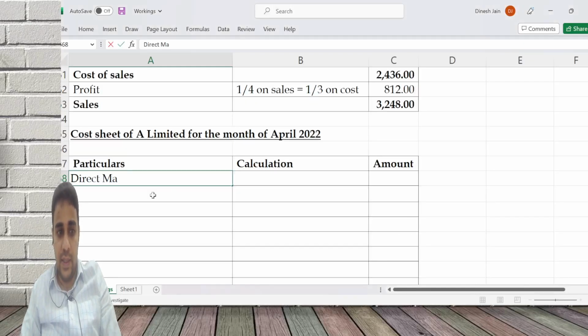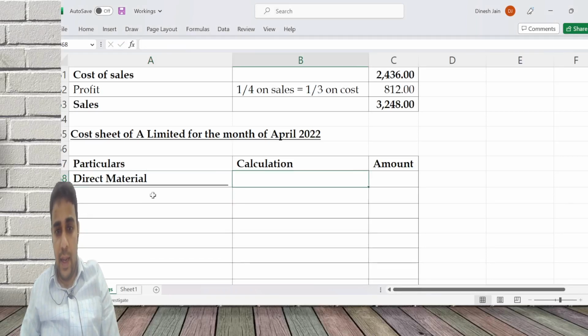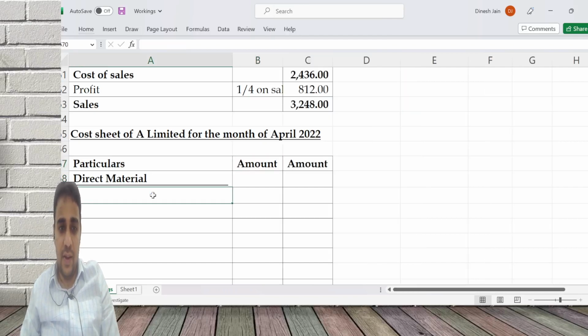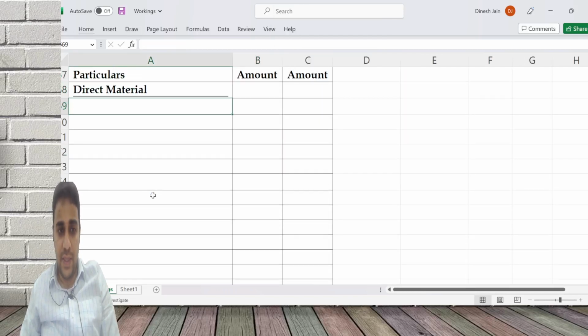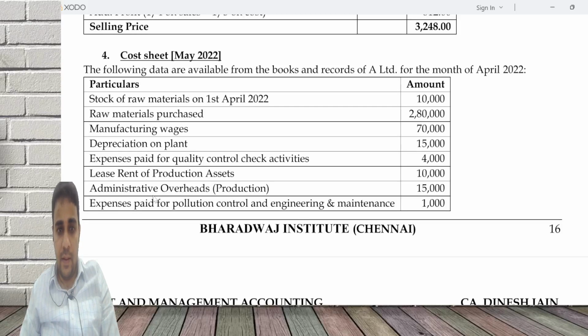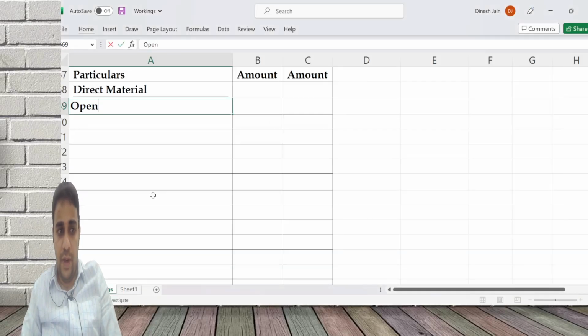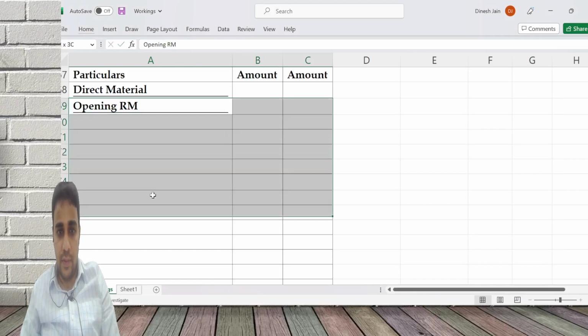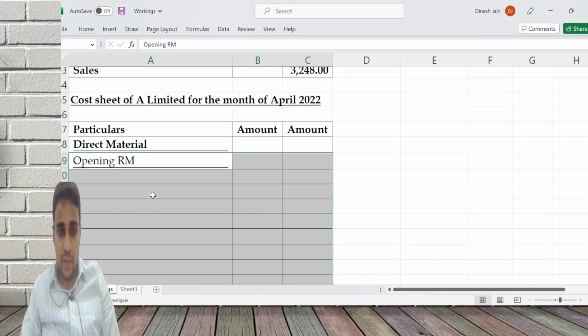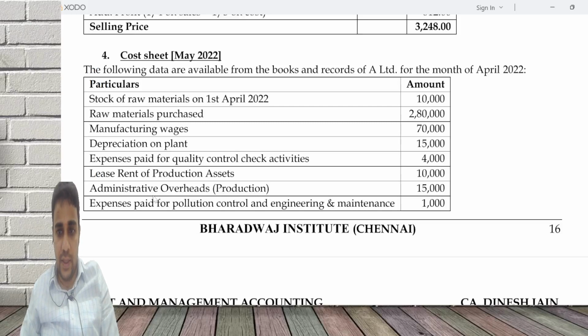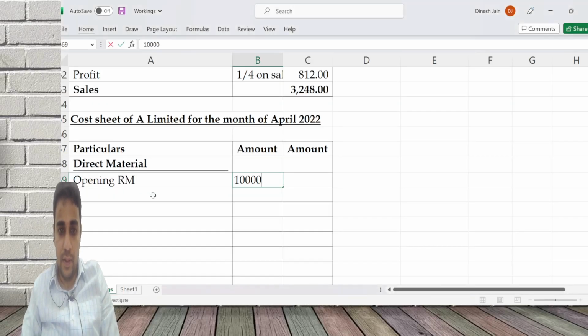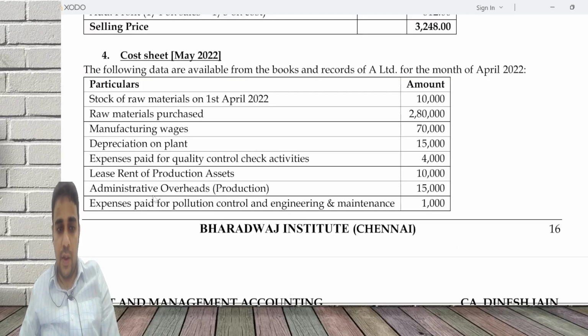Direct material. I can have two amount columns itself. Calculation is not needed here. Direct material: opening raw material, opening stock of raw material 10,000.